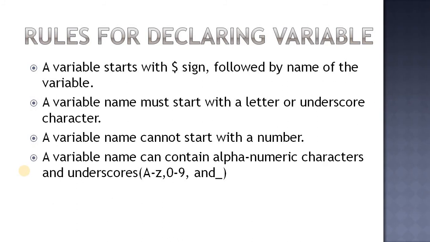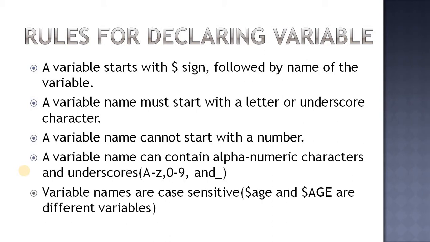Next, a variable name can contain alphanumeric characters and underscore. That is, you can have capital A to Z, small a to z, 0 to 9 and underscore. Apart from this, none of the characters are allowed. Last one, variable names are case sensitive. That is, $h in lowercase and $H in uppercase are two different variables. They are not the same variables. So if we are using $h in lowercase, throughout the program we have to use $h in lowercase only. So this is about your variables.